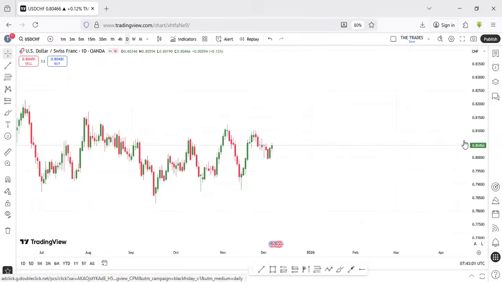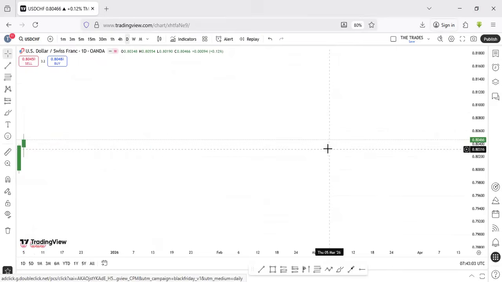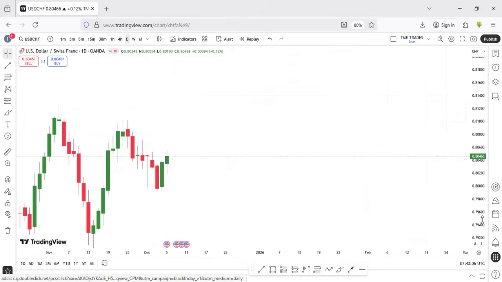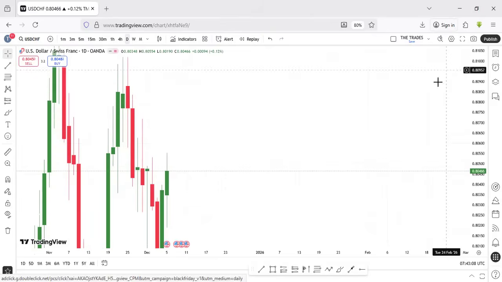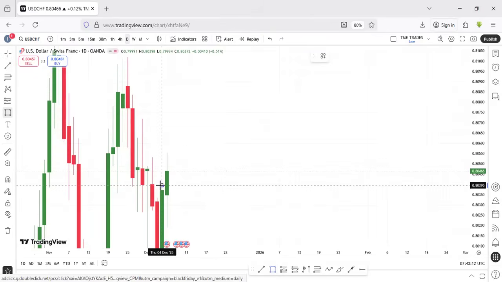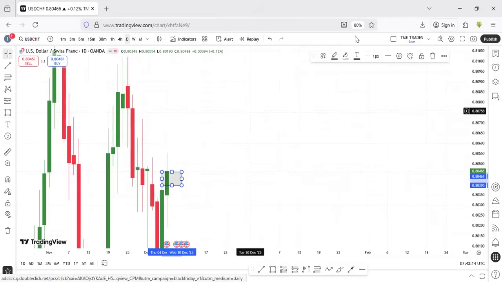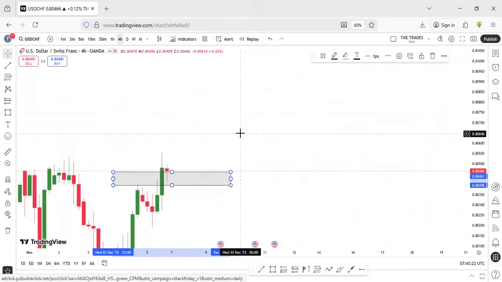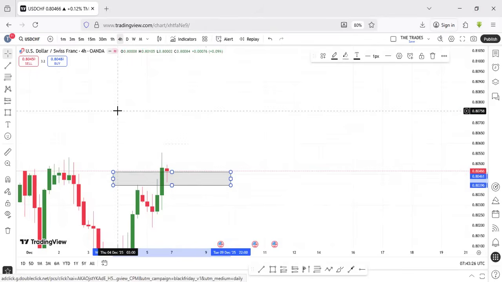So let's drop down to daily. Now on daily, everything seems quite interesting. We have this gap that the market is likely going to cover before movement to the upside. Now, this is our daily, right? So let's go to 4 hours. And on 4 hours, the price has already closed this. Let's delete this.